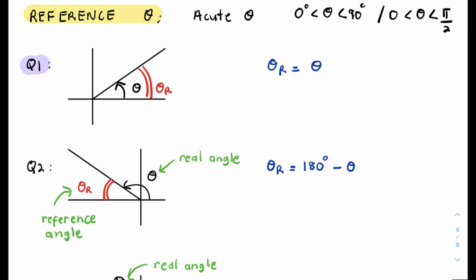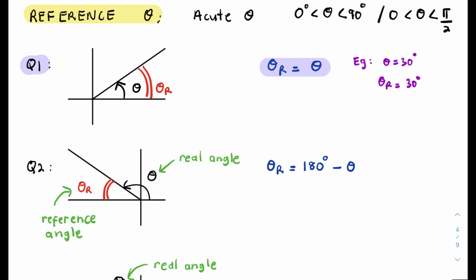So this is 90 degrees. Okay, now let's look at the first quadrant, which is quadrant 1. In quadrant 1, if you have your real angle, which is theta, your reference angle is basically the same thing. So you can say that your reference angle is equivalent to your real angle theta. For example, if you have the angle of 30 degrees, your reference angle is still 30 degrees. That's what it means.